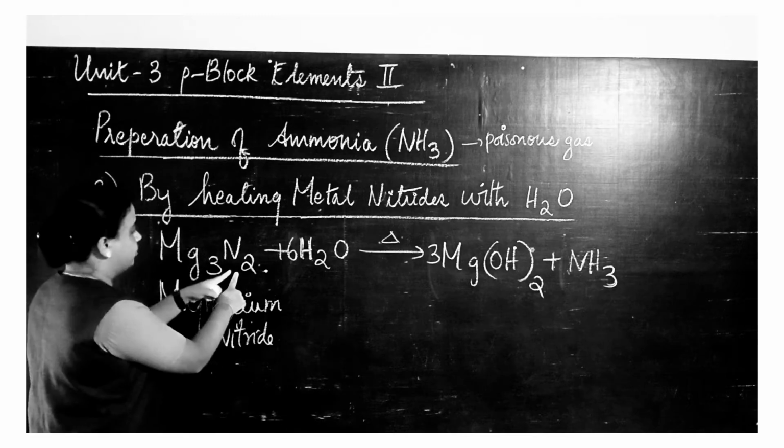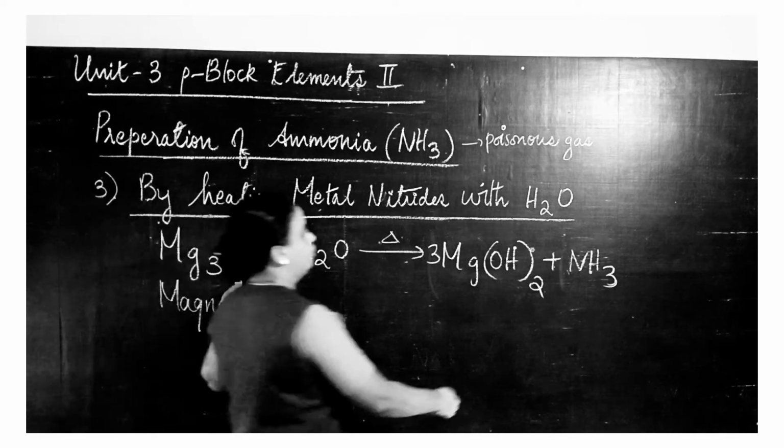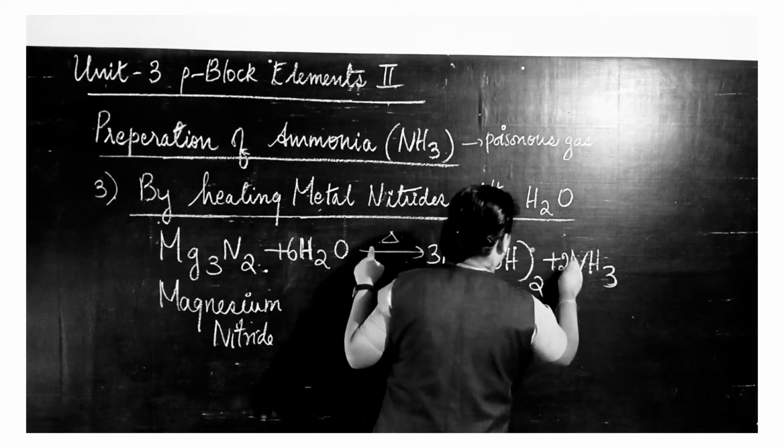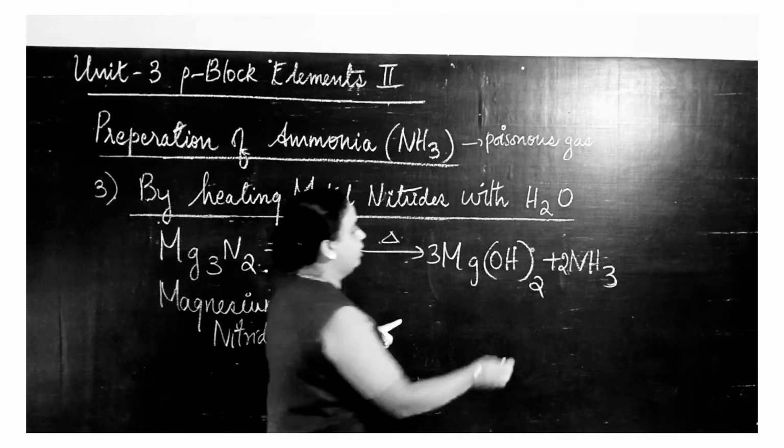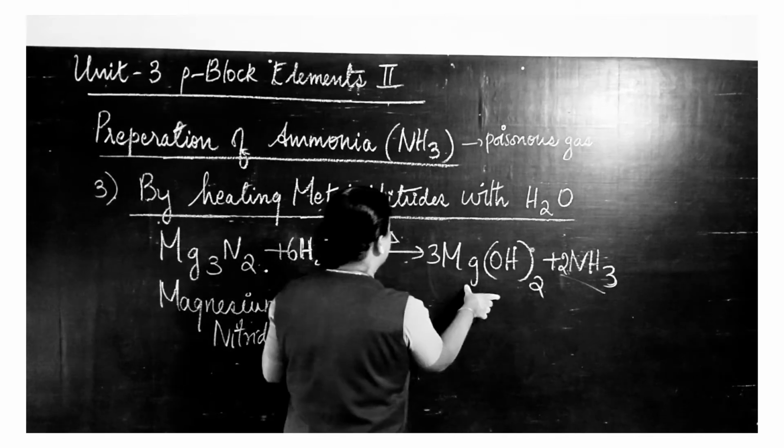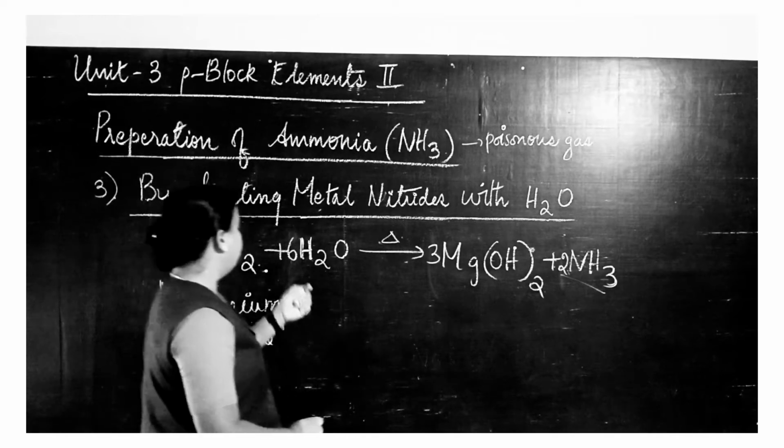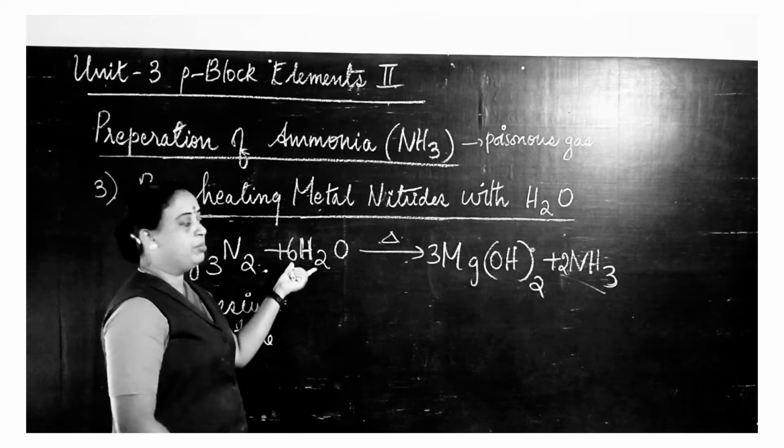Fine. Now let us balance the nitrogen. Now here 2 nitrogen, so here only 1 nitrogen. So I just put here 2. Okay. Now here 6 hydrogen and here also 6 hydrogen, so it is 12 hydrogen. So likewise here also hydrogen is balanced.